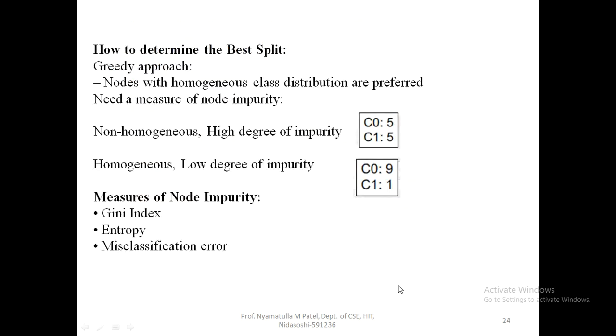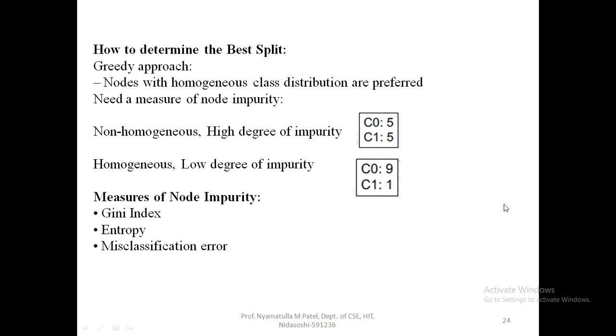So, now how to determine the best split? How should we decide? We have to decide using a greedy approach. Nodes with homogeneous class distribution are preferred. If all the objects present in a node, all the data present in a node is homogeneous, meaning all of them belong to the same class, then that distribution is preferred.